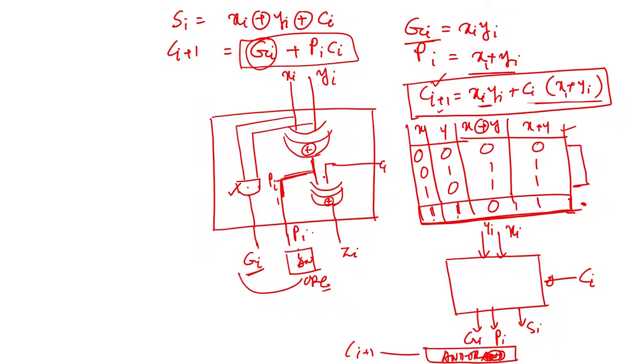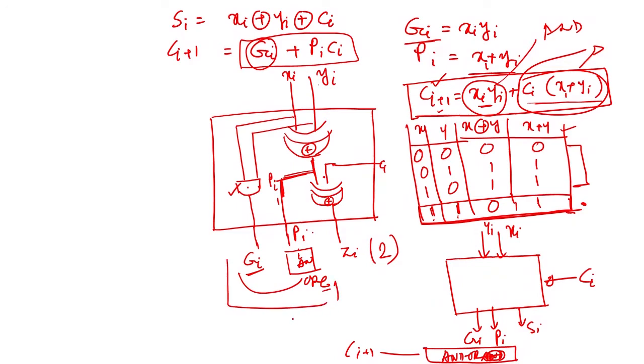Here, the simple way: for sum it will be 2 gate delay, and for carry, what will be the gate delay? As you understand, here we are generating this part using an AND gate, this is also generated using an AND gate, and then we are ORing. So, this carry also will be generated with 2 gate delay. So, sum is 2 gate delay, and carry is also 2 gate delay.